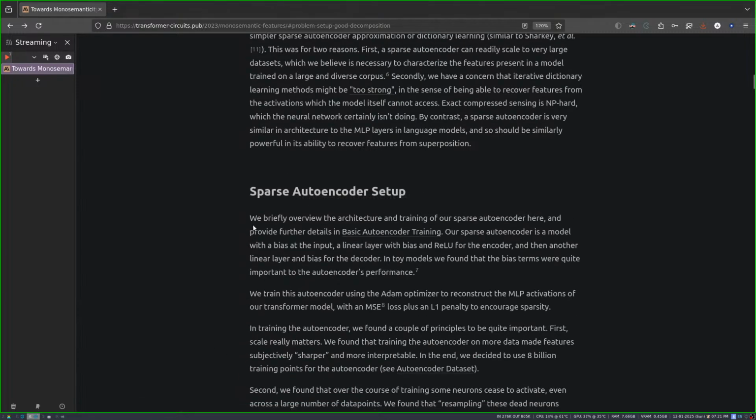Sparse autoencoder setup. We briefly overview the architecture and training of the sparse autoencoder here and provide further details in the basic autoencoder reading.